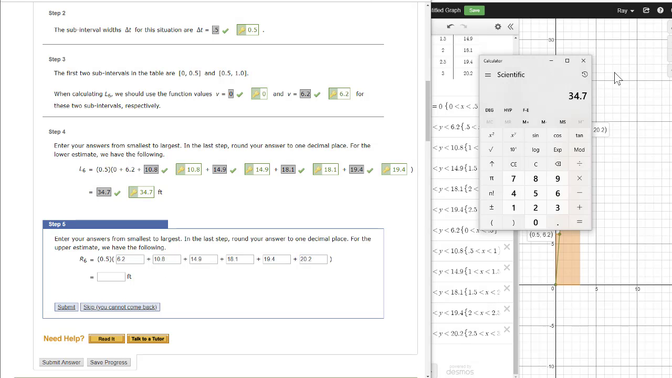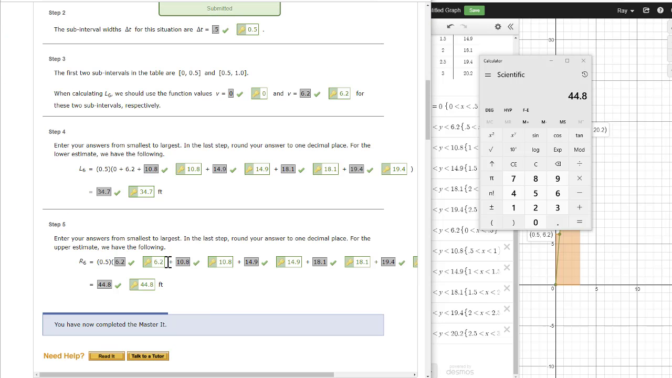Now, in our calculator, when we added up all those numbers, we had 69.4, which went up to 19.4. So let's just add one more, 20.2. And then we have 89.6, and that's the one we're going to multiply by 0.5, and so we get 44.8. And then we have found our upper bound.